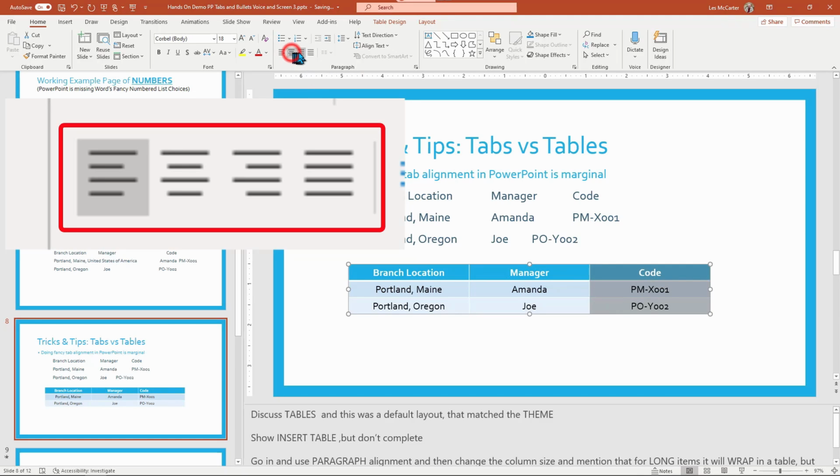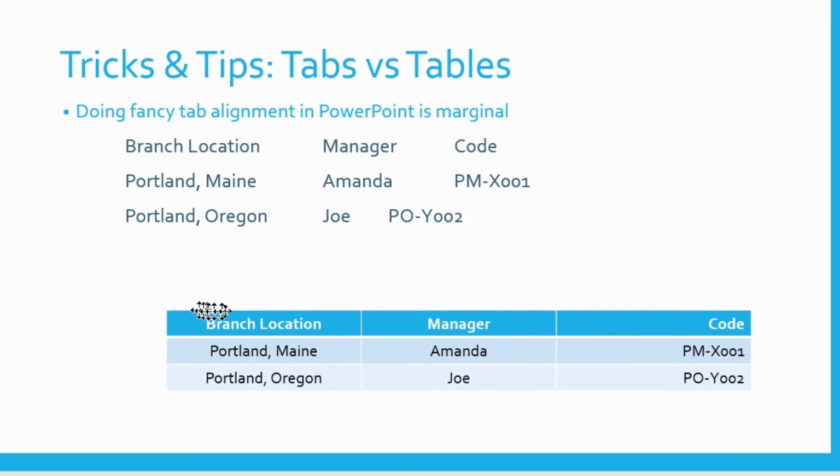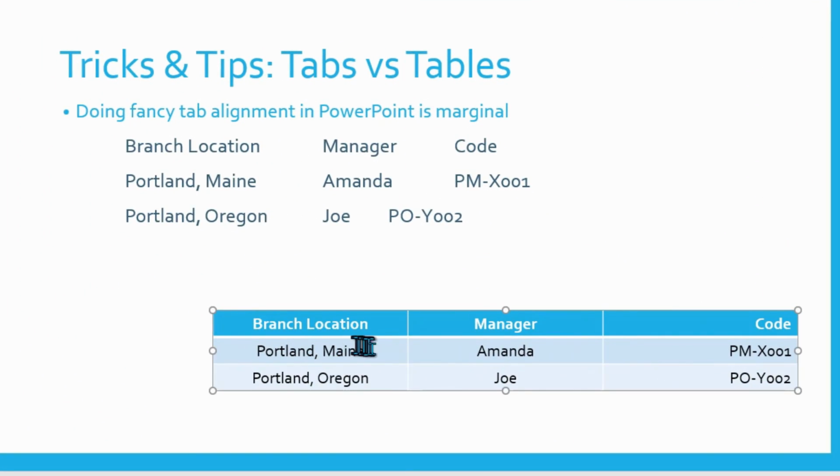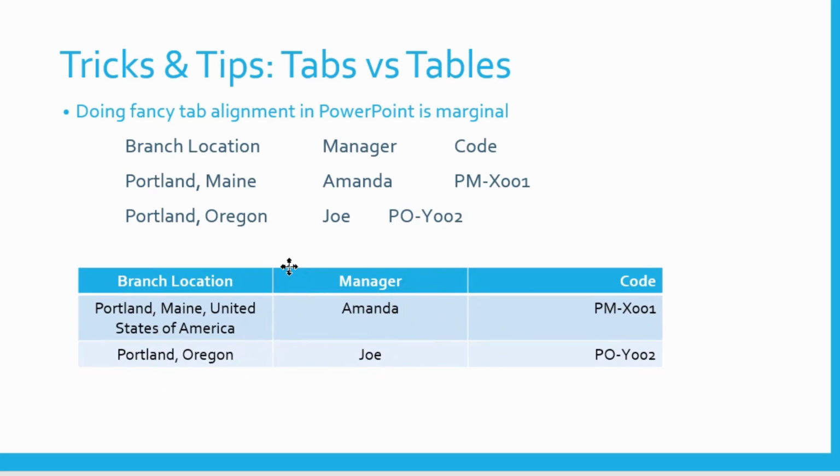That's pretty cool. The other slick thing that you can do is grab the whole table and move that to wherever you want it to fit on the slide, something not easily done with tabs. As you can see, if we go in and now add in the United States of America, it stays within that cell and our whole table continues to look consistent and great, which did not happen with tabs. As you can guess, tables rock.